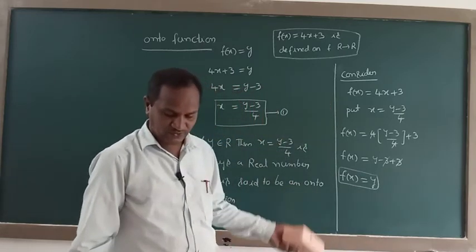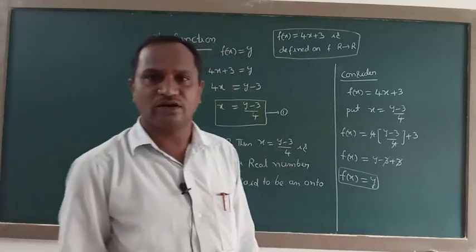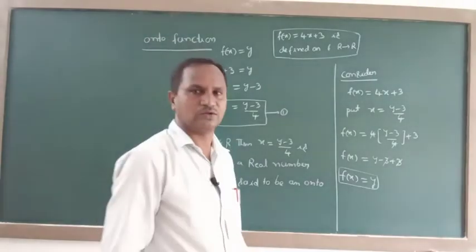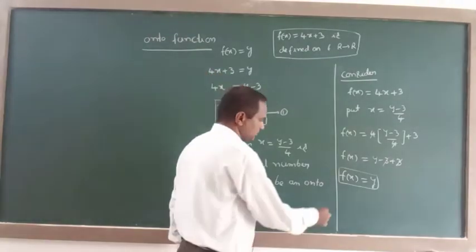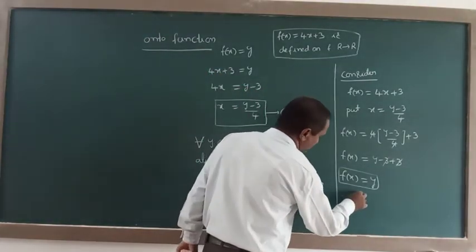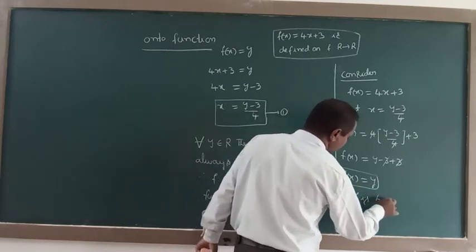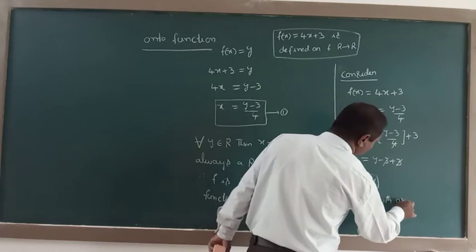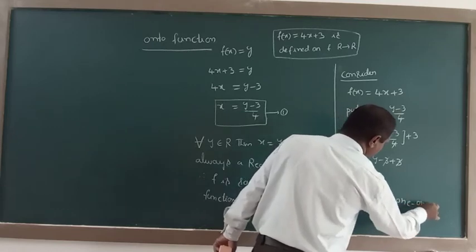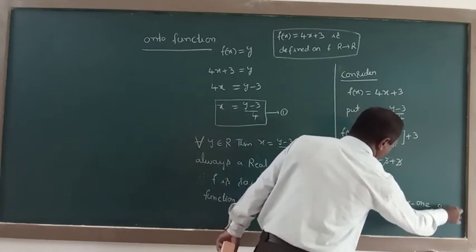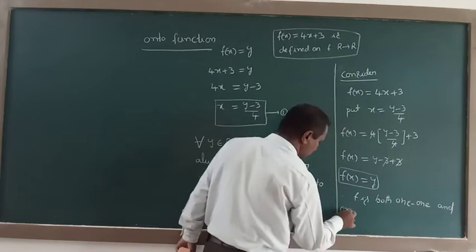And finally we can write f is both one-one and onto, therefore f is both one-one and onto functions.